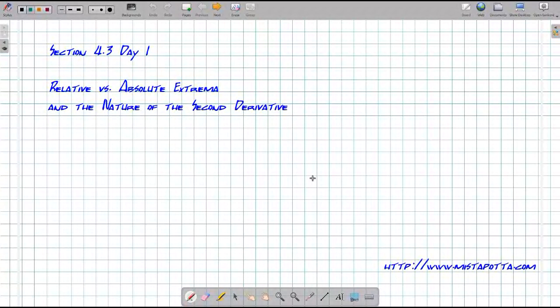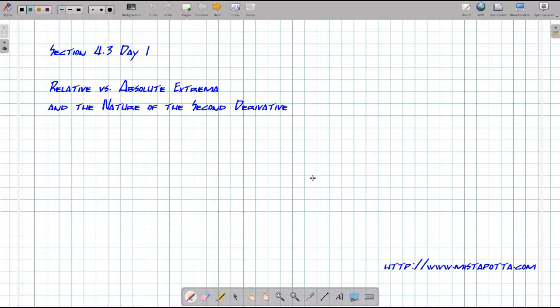In today's lesson, we're going to talk about a couple of things here. The first thing I want to talk about is the difference between relative and absolute extrema. In other words, how we can tell empirically whether we're dealing with relative or absolute extrema. How can I tell just by looking at the function, not looking at the graph at all?